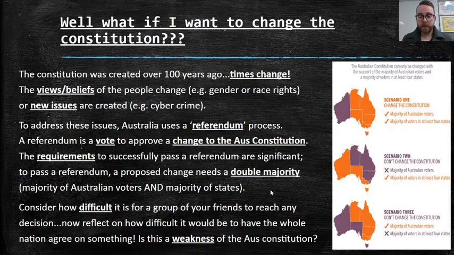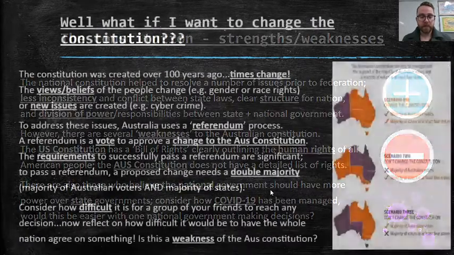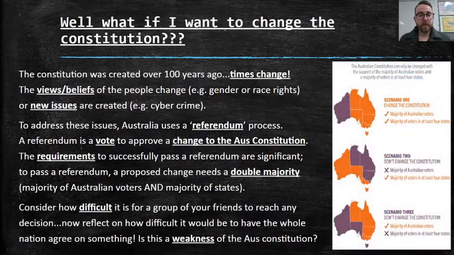So when we looked at strengths and weaknesses, what do you think this is here, a referendum? Do you think having a double majority, making it really hard to change the Constitution, is a good thing or a bad thing? I mean, consider how difficult it is for a group of your friends to reach any decision. And I've seen you guys in group projects, like, what should we call our group? And it just takes forever for you to do that first step. Now think about how difficult it would be to have the entire country agree on one thing, which is why some people think a referendum, double majority, is a weakness of the Australian Constitution.